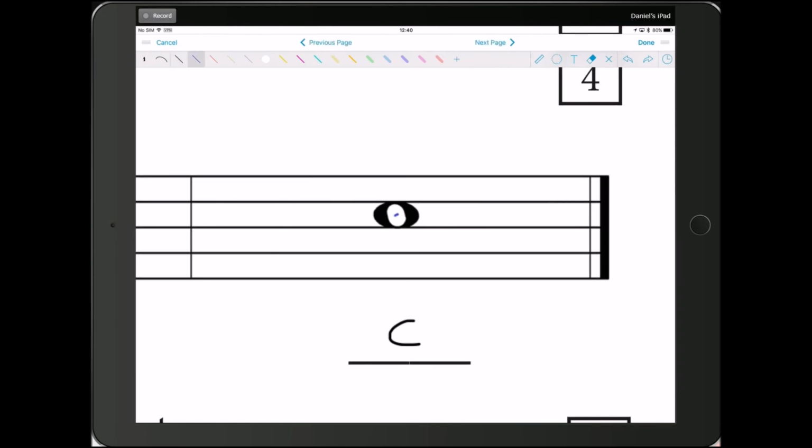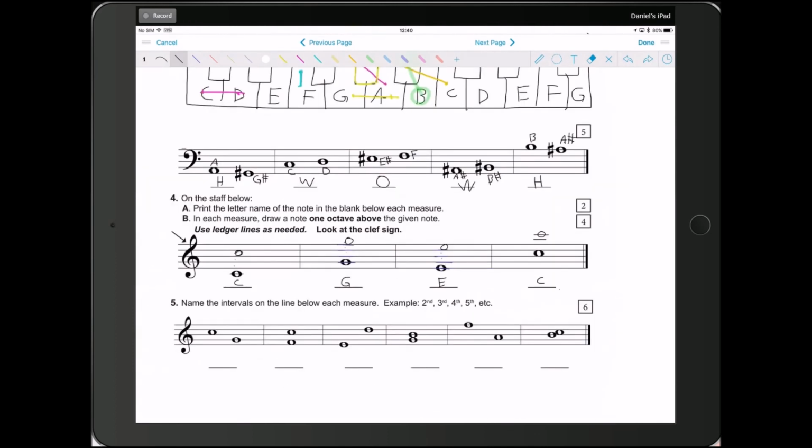We're on C, D, E, F, G, A, B, C. So I need 2 ledger lines above the staff. So it'll look like this. Ledger line here and ledger line here. You're going to have to draw the ledger lines yourself, and that would be another C. That would answer question number 4.